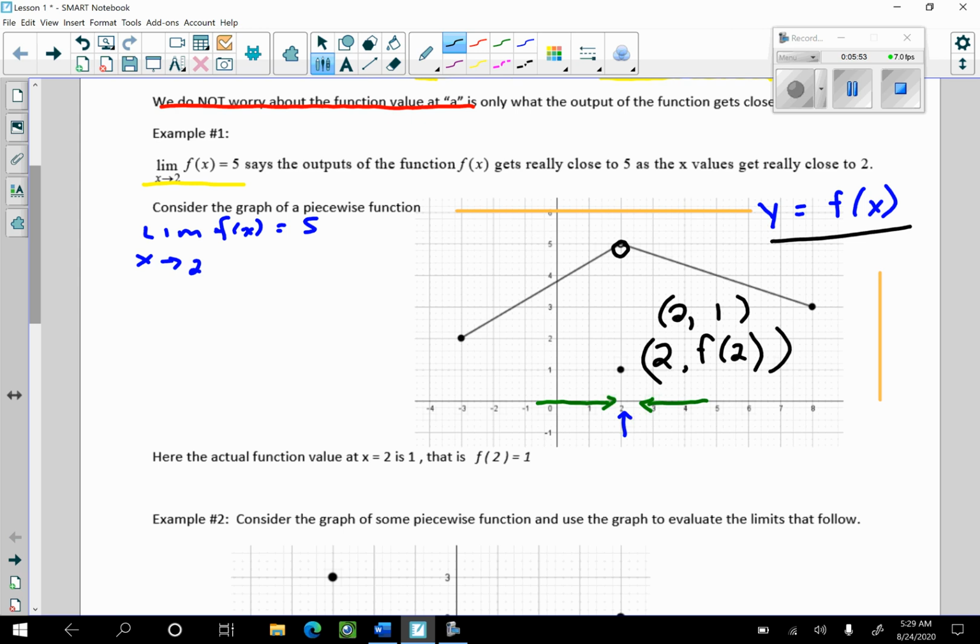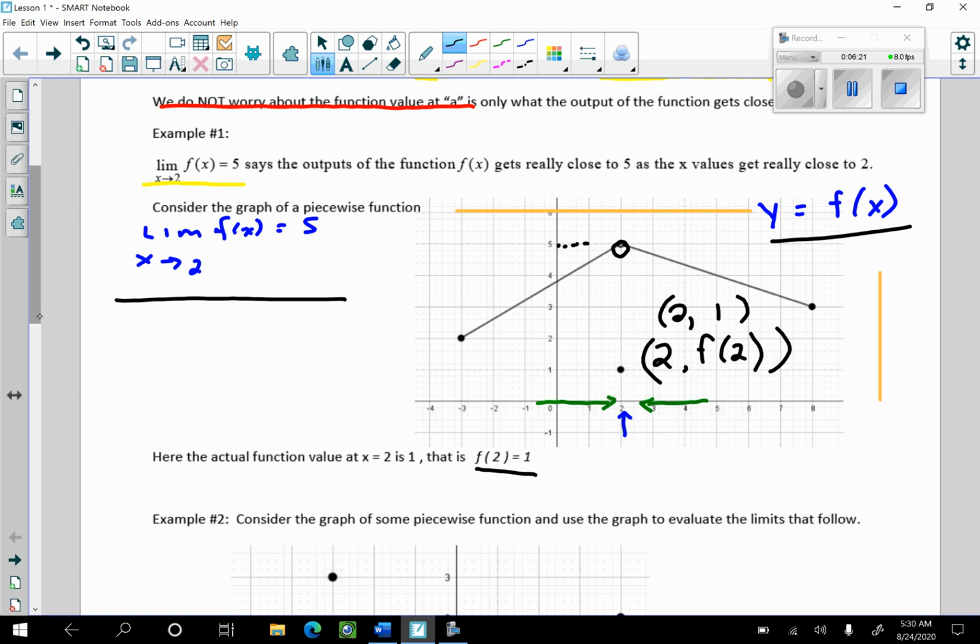So we're going to make the note, oh, we did make note of that, f of 2 is equal to 1. The actual function value at x equals 2 is 1, but that's not what the limit goes to. That's not what the function values go to as x goes to 2. As x goes to 2, the limit as x goes to 2 of f of x is equal to 5. And this is my 5 right there. So take a minute, think about that.